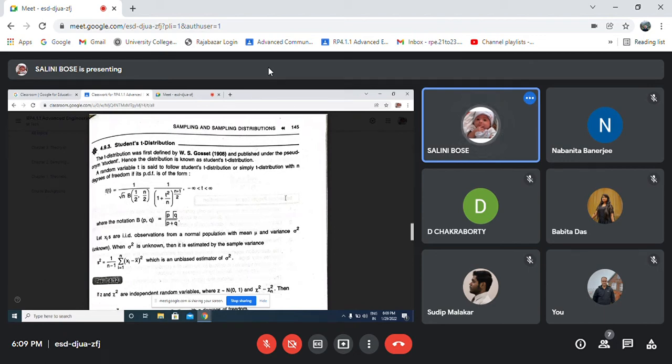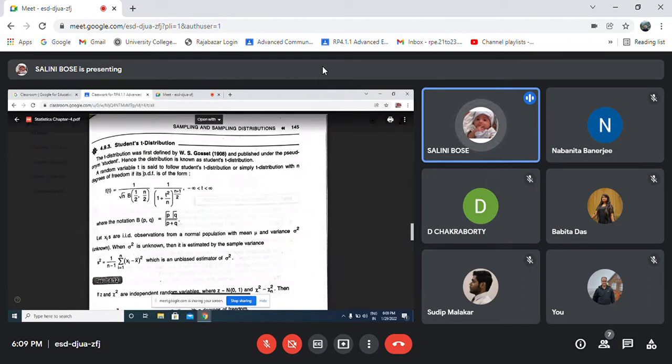This distribution was first defined by Mr. W.S. Gossett. And why was the name given Student? Because in those years, at the company they worked for, they were not allowed to put their own name on any published writing. So that is why Mr. Gossett published the distribution under the name Student. Student's t distribution is one of the sampling distributions of the mean.